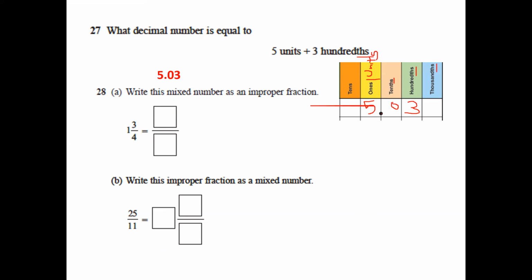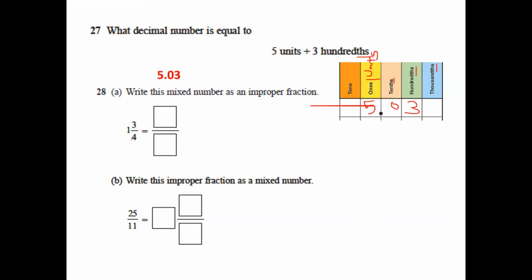Then we'll move to 28th question A. Write this mixed number as an improper fraction. In a mixed number, there is a whole and a fraction. The mixed number given is 1 and 3/4, 1 whole and 3/4. So you have to rewrite it as an improper fraction. In an improper fraction, the numerator is bigger than the denominator. So we'll see how we can convert a mixed number into an improper fraction.